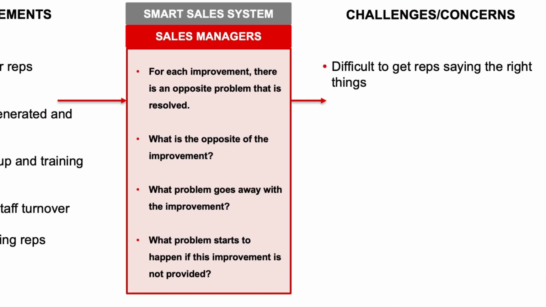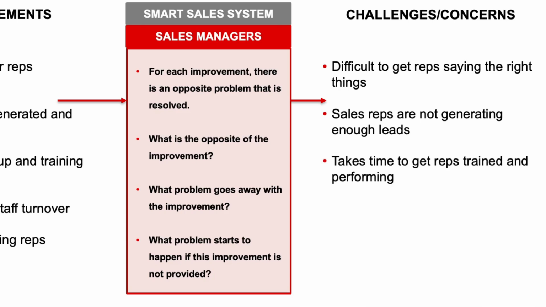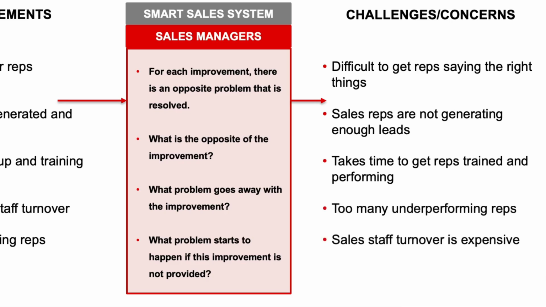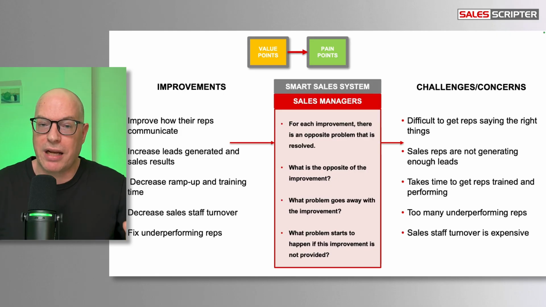It's difficult for management to get reps saying the right things. There's often reps on the team that aren't generating enough leads. It takes a long time and effort and ramp up time to get reps trained and performing. There's always too many underperforming reps on the team. And when there's underperforming reps, there's people coming and going, getting fired or leaving, and that's extremely expensive on the organization.